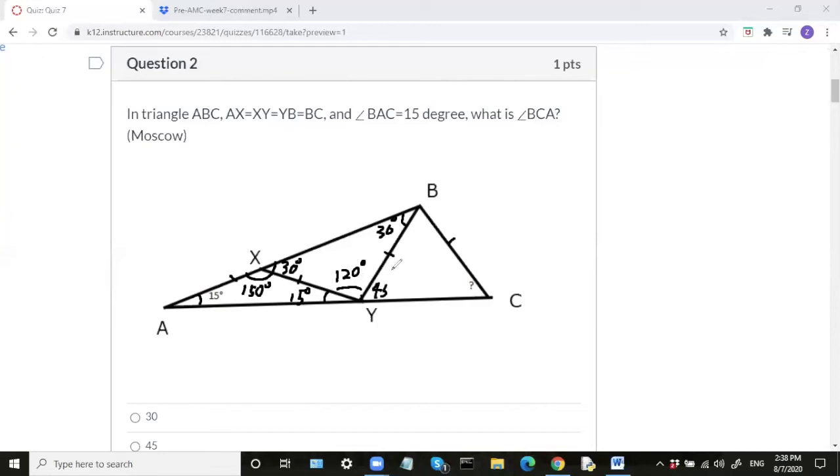Okay, so then finally, let's look at triangle BYC. Because BY equals BC, it is an isosceles triangle. So the base angles are equal to each other, so we have 45 degrees. So finally, we have the answer: BCA equals 45 degrees, and the answer is B.